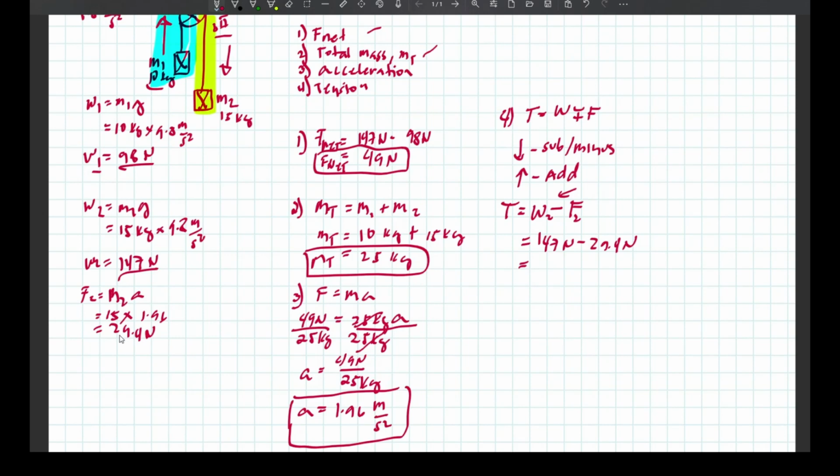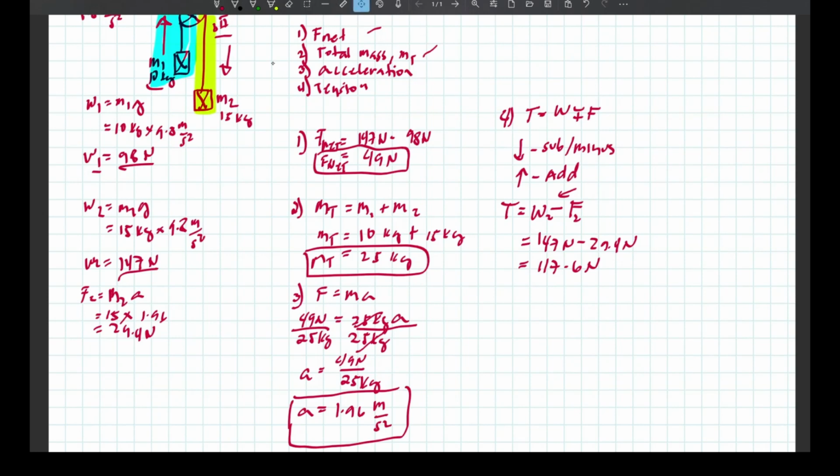Okay, so 29.4 newtons is to be subtracted from 147 Newtons, and that will give us the tension. Let me pull up my calculator. 147 minus 29.4. Alright, that gives us 117.6 Newtons. So this is our computed tension. Remember, we only computed the tension using system 2.